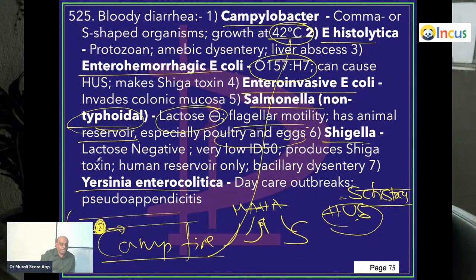Then Shigella. Shigella is also lactose negative. Very low infectious dose; even a little can lead to disease. Produces Shiga toxin and has a human reservoir only, and it leads to bacillary dysentery. There is no other reservoir. And even Salmonella has a human reservoir, right? Typhoid Mary. She made everyone continue to get typhoid.